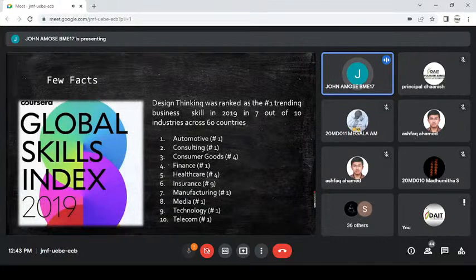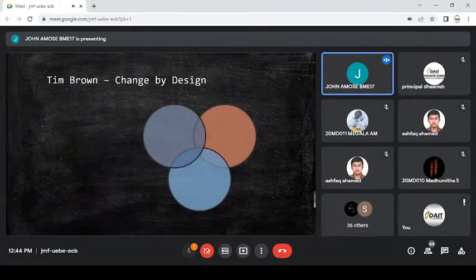Again, design thinking was ranked as the #1 trending business skill in 2019 in 7 out of the 10 industries. All right. So if you look at the automotive industry, they said that design thinking was the best business skill that we can have. Right. So there are other business skills as well. So this was marked as #1 in automotive, consulting, consumer goods was fourth. So finance, right, manufacturing, media, technology, telecom, in all these industries, design thinking was rated as a topmost business skill that one can have. Right?